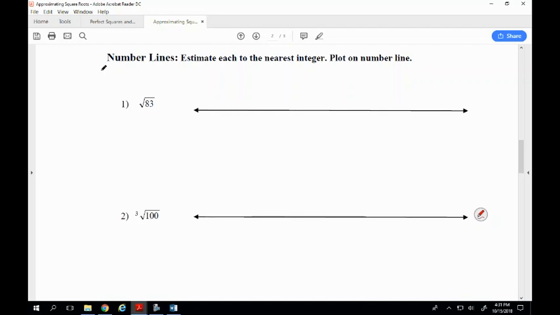When we plot these on a number line, again, I think most of you are going to find this fairly simple. We're doing the same thing that we did on the front side of our notes. So over here, we are going to bring down the square root of 83, and we're going to pick the two numbers that go on each side. So again, flip back to our chart.